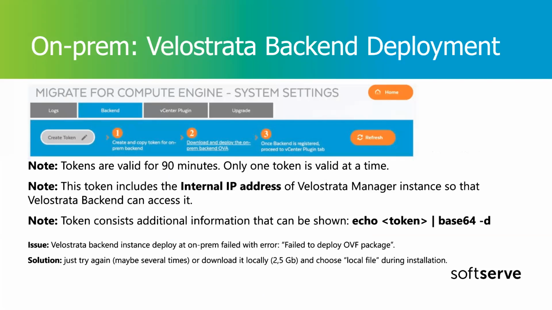After that, we can deploy Velostrata backend. For this, we need to generate a token in the Velostrata Manager Web UI. This token is valid for 90 minutes. Only one token is valid at a time. This token includes an internal IP address and some additional information, which you can see if you read this token with base64 in decode mode.